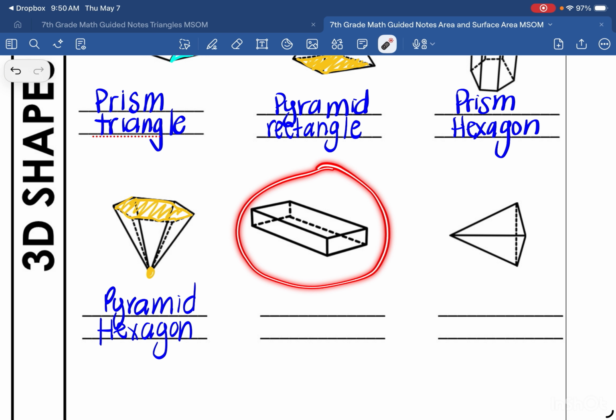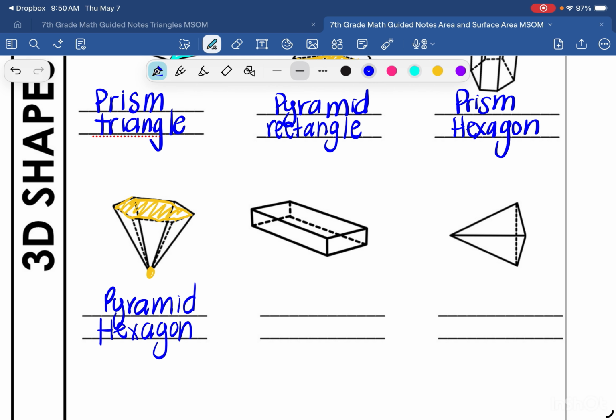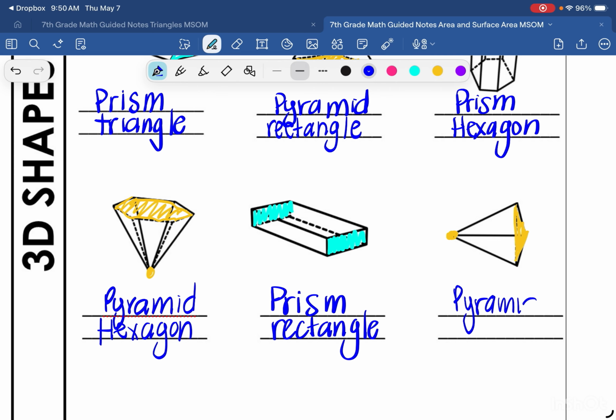Bottom middle here, I have a lot of faces that are parallel to each other, but they're all the same shape, so it's going to give me the same base shape. But this is also a prism because I have 2 parallel faces, and the shape of those faces is a rectangle. Last one here on the right, I can see my apex, and then this right here is my base. So this is a pyramid, and the base shape is a triangle.